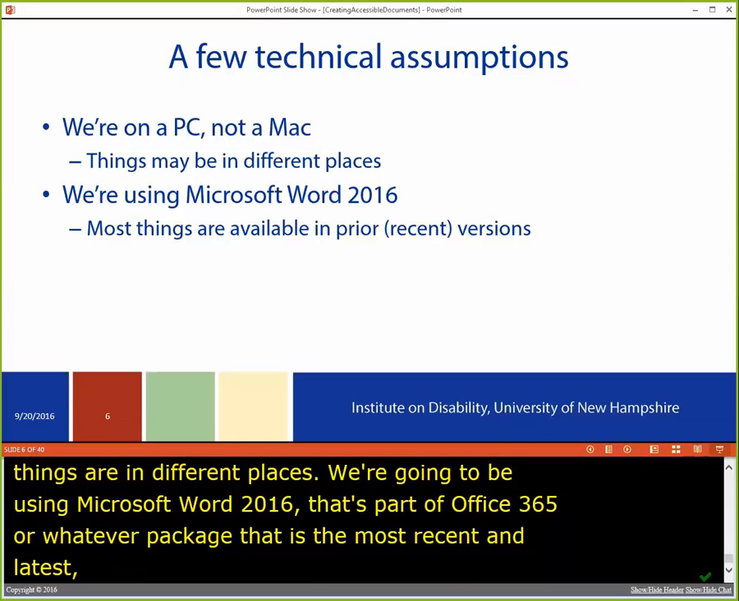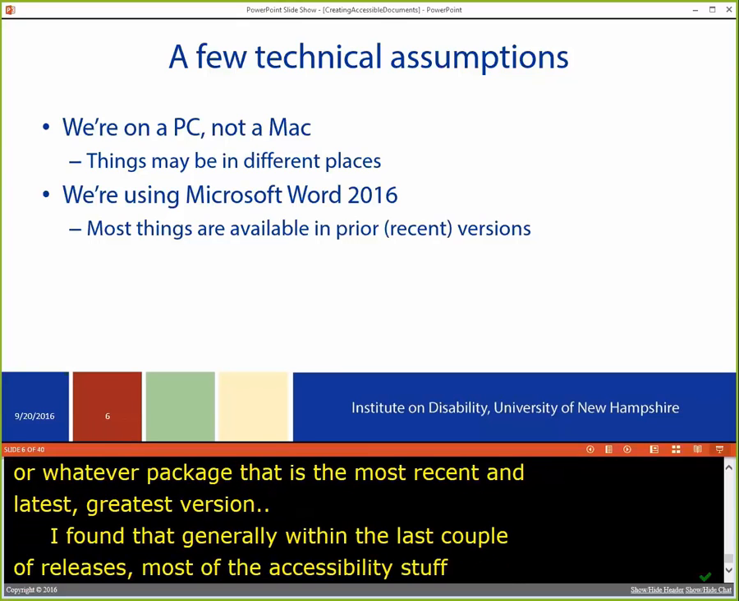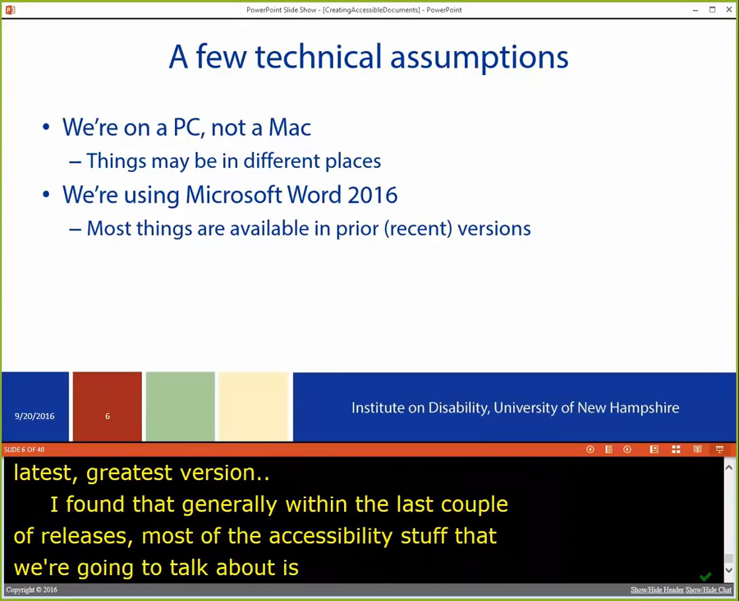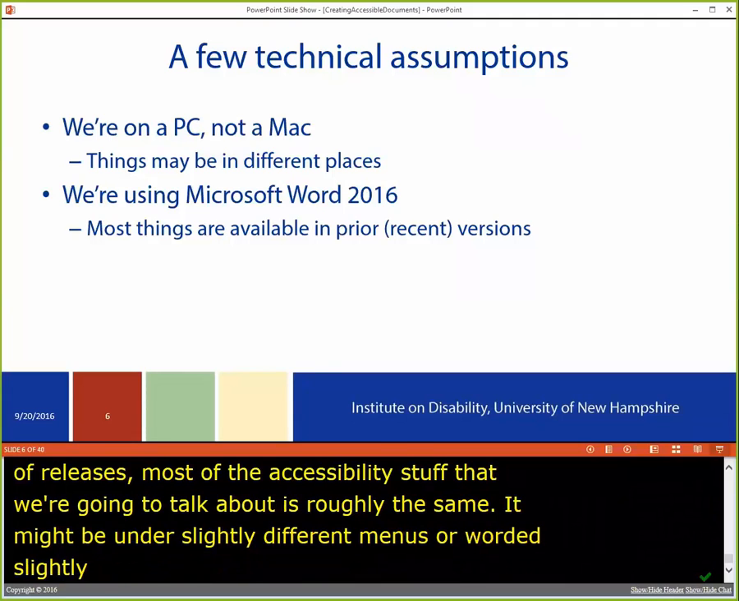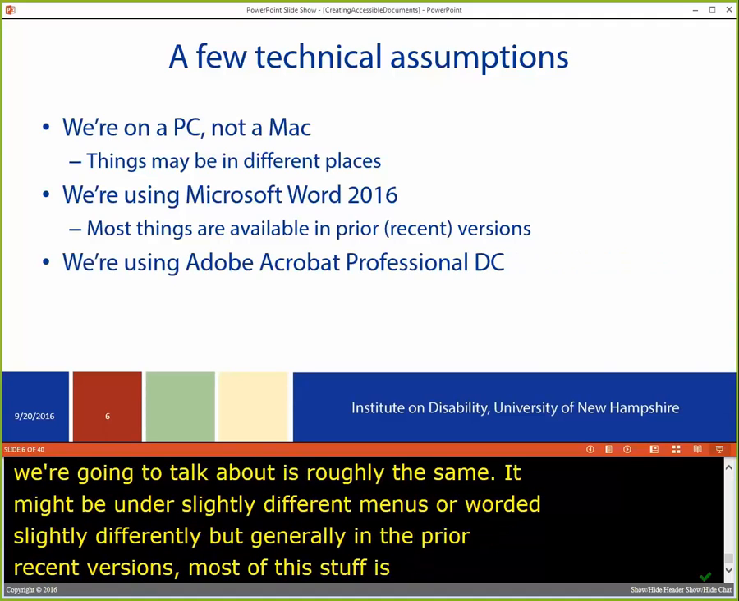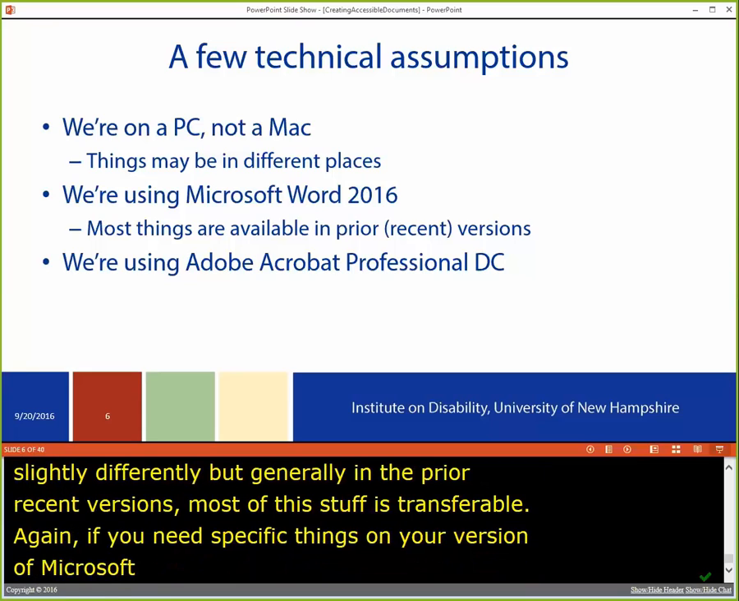I've found that generally within the last couple of releases, most of the accessibility stuff that we're going to talk about is roughly the same. It might be under slightly different menus or worded slightly differently, but generally in the prior recent versions, most of this stuff is pretty transferable. Again, if you need specific things on your version of Microsoft Word, I would advise a quick Google search.